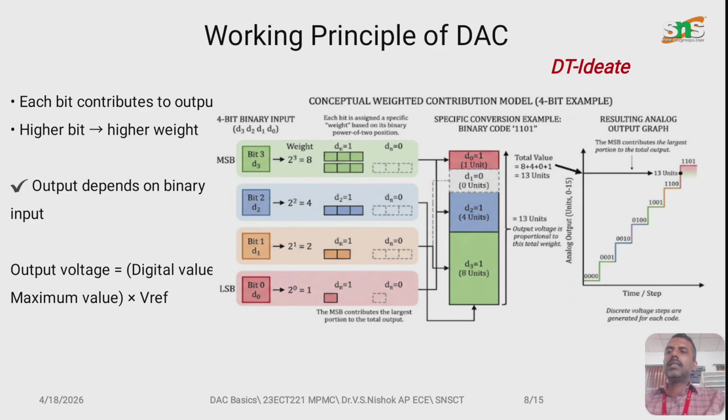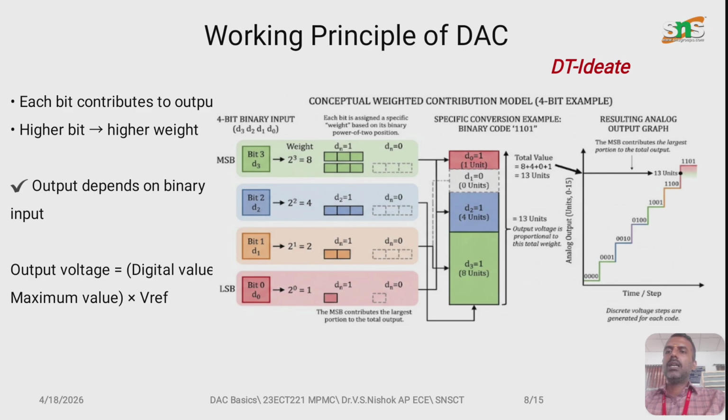So coming to the working principle of D2A converter. Let us consider a 4-bit D2A converter. Here each bit contributes to the output. Higher bit provides the higher weight. For example, in the diagram we can see bit 0 to bit 3, from LSB to MSB, the weightage is different. Bit 0 is represented as 2 power n, so 2 power 0, bit 1 is 2 power 1, bit 2 is 2 power 2 and bit 3 represents 2 power 3. So each individual weightage will be added based on the given digital input, finding the equivalent analog output.